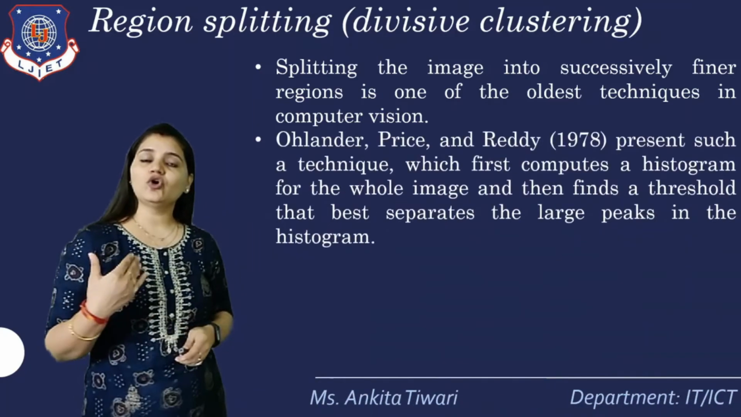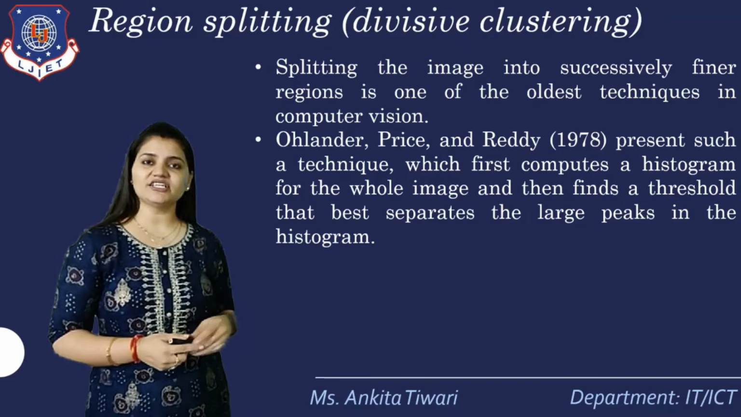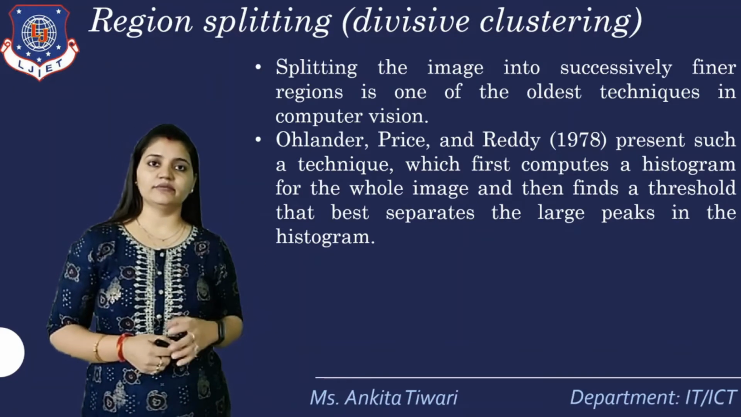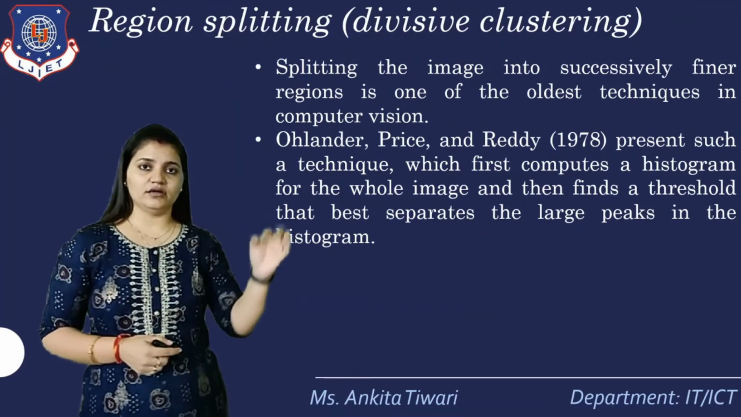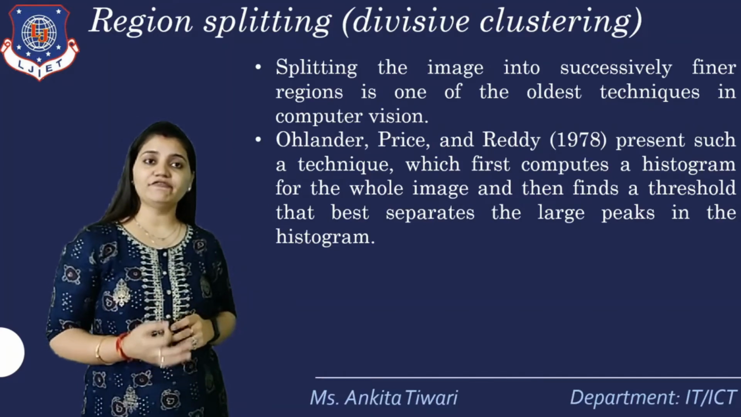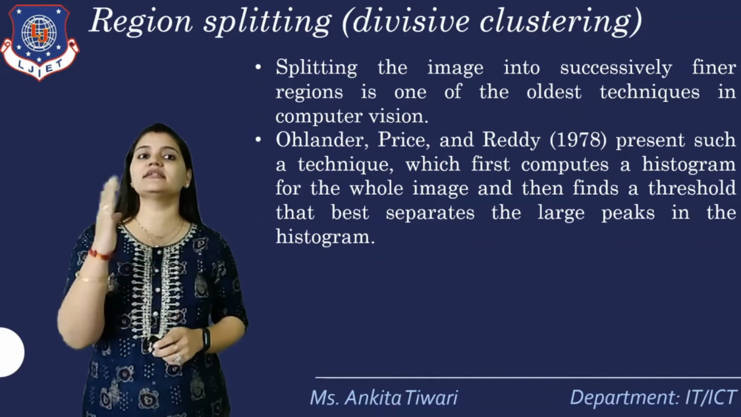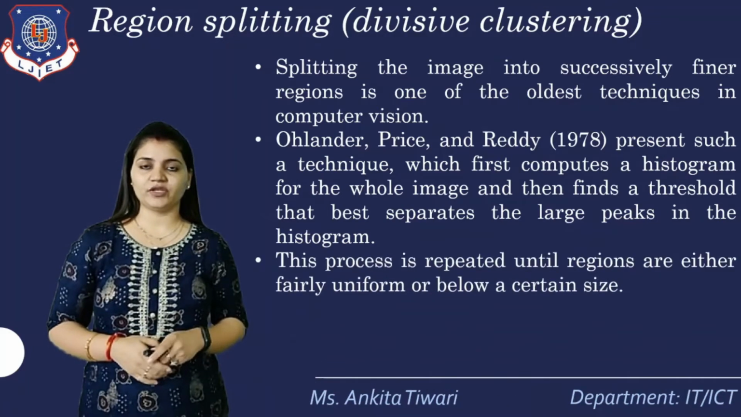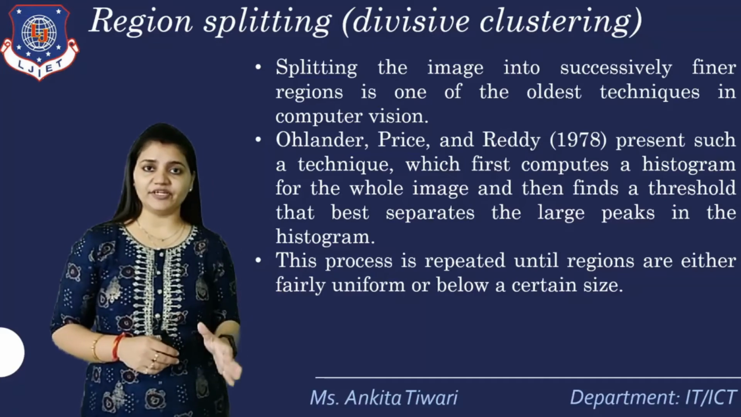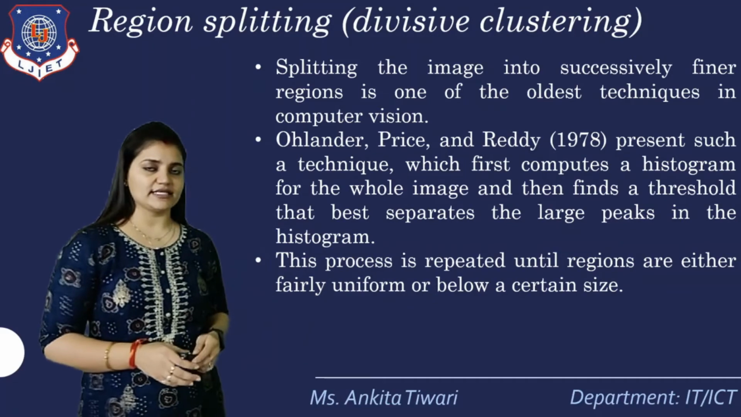Price and Reddy present such a technique, which first computes a histogram of the red, green, blue, the graphic form of the colors for the whole image, and then finds a threshold that best separates the large peaks in the histogram. This process is repeated until the regions are either fairly uniform or below a certain size.